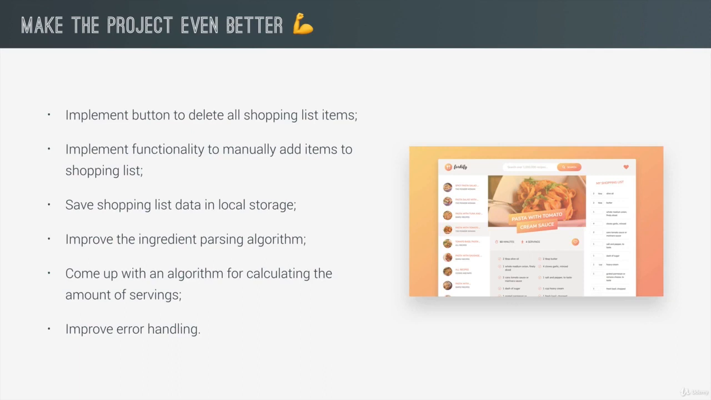Okay, then next up, you can come up with an algorithm for more precisely calculating the amount of servings. So right now we simply added 4 servings to each of the recipes, but maybe with some research and analyzing the data, you can try to understand how many servings we have based on the amount of ingredients. That could be a fun algorithm to code up. And now finally, you could improve the error handling. So instead of having these alert windows popping up when there's an error, you could display this somewhere on the user interface.